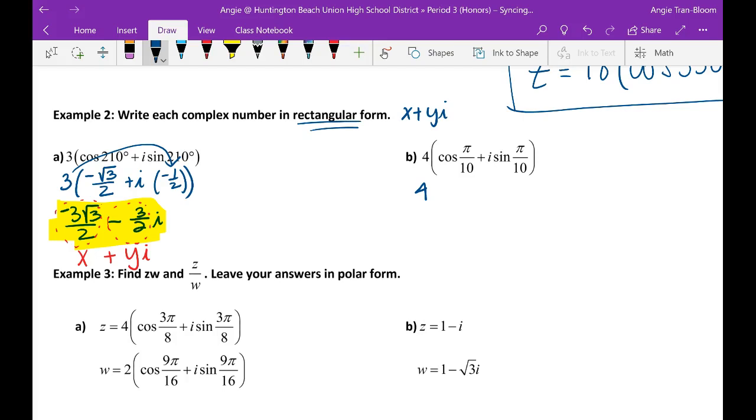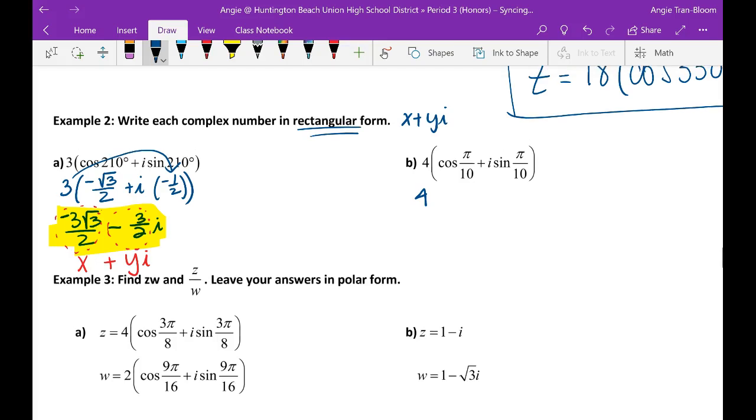If you have a calculator ready, I would love it if you can double check my work. Cosine of pi divided by 10, my trusty calculator says, is about 0.951. It doesn't say how to round, so you can round as far as you want. Plus i times sine of pi divided by 10 in radians is 0.309. I did 3 decimal places, so I added another 1 on the cosine just to keep it the same.